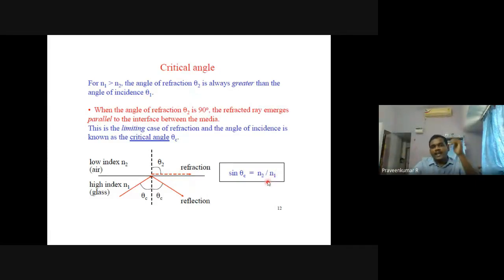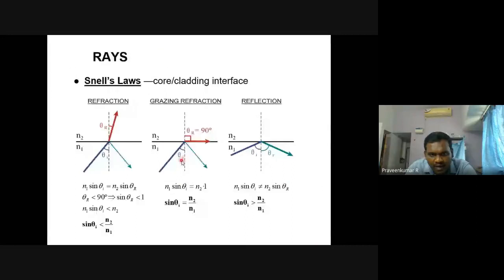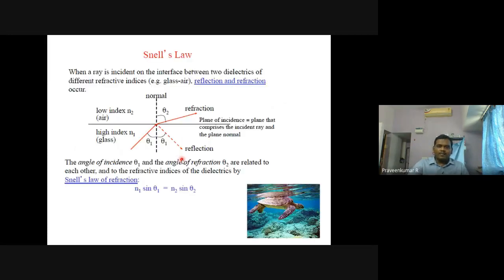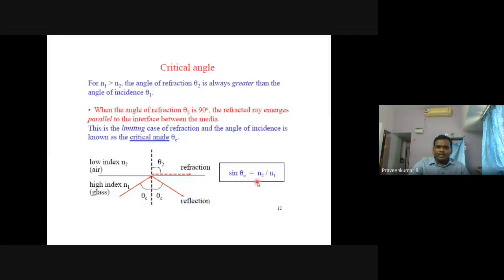So when will the critical angle occur? That is the important question. You can see here, this is the incident angle. When I change this incident angle, my refracted angle becomes parallel to the interface between n1 and n2. In that case, whenever theta r reaches 90 degrees, automatically my theta I is equal to theta c. So that is the critical angle. So sin theta c equals n2 divided by n1.